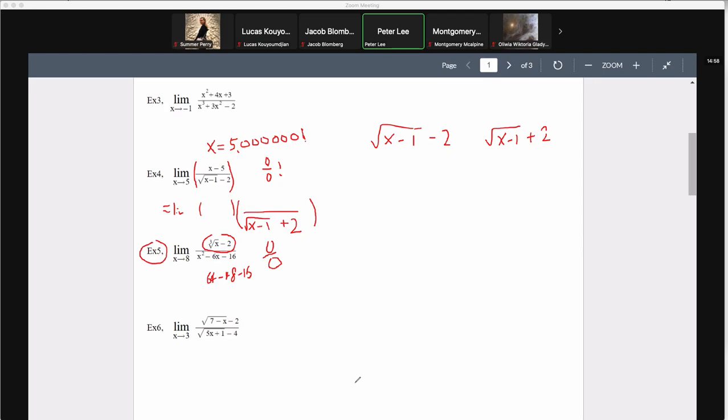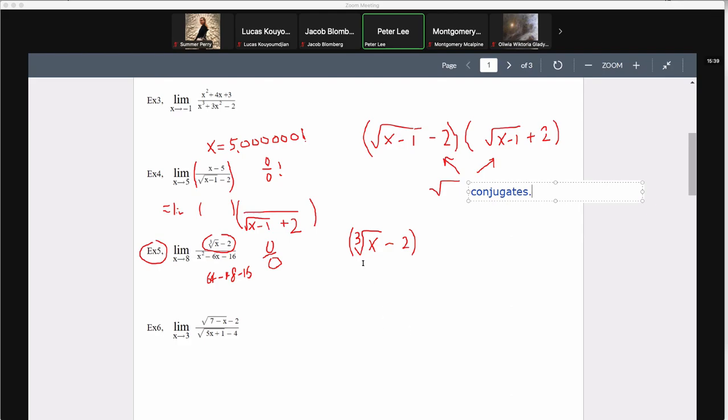Now we have to multiply by the conjugates again. But this time we have a cube root. What is the conjugate of the square root expression? Square root of x minus 2, the conjugate is square root of x plus 2. If you multiply these two out, these two are what I call the square root conjugates.